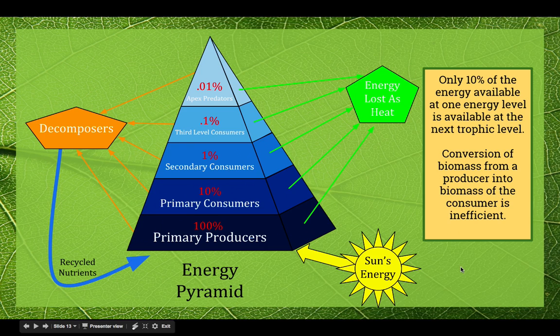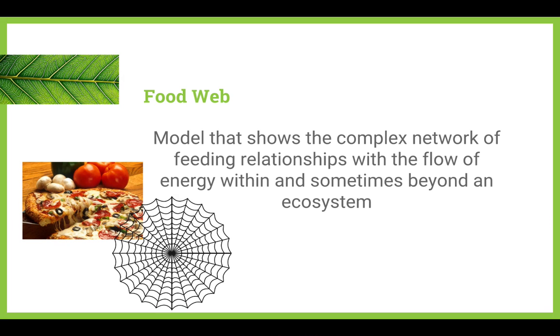Quick note, over here on the right-hand side you'll see a note about energy in an energy pyramid. Only 10% of the energy available at one level is available at the next trophic level. So there's 100% of the energy at the primary producer, but only 10% of the energy at the primary consumer. Conversion of biomass from one level to the next is very inefficient, which is why we have that loss of 90% of energy at every level.